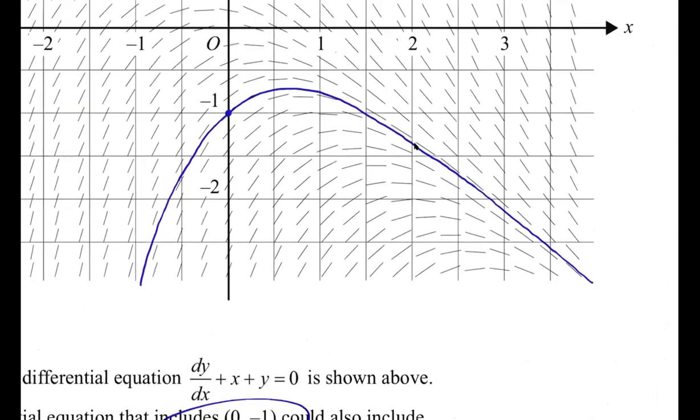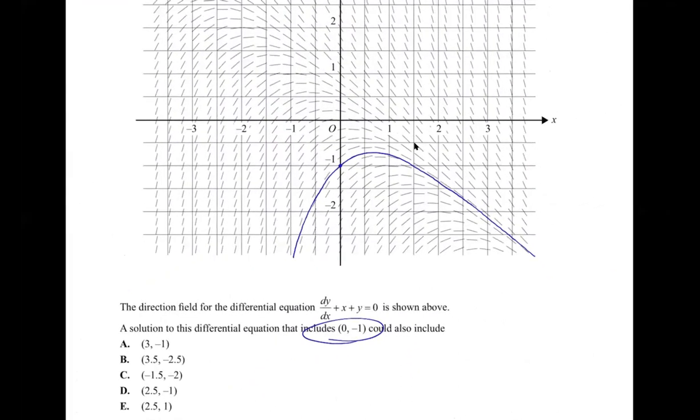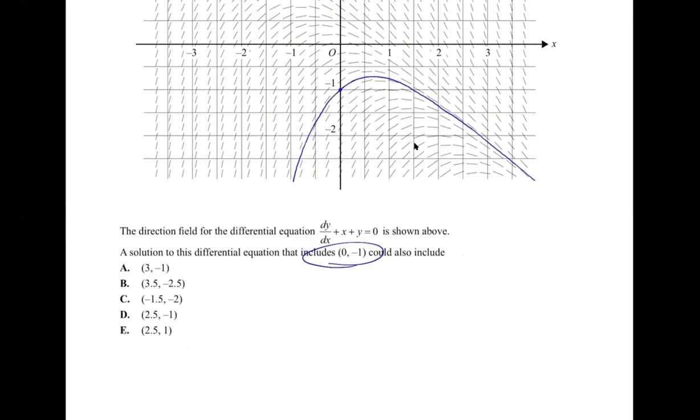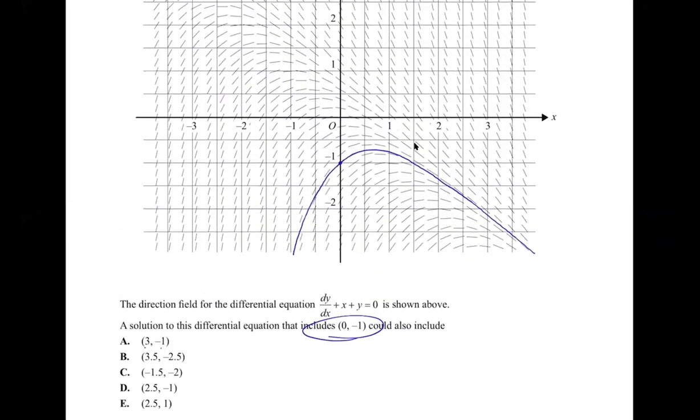Now, with this accurate sketch, let's have a look at the options. Firstly, (3, -1). Where is (3, -1)? (3, -1) is here. This is option A. It does not lie along the blue line. No good. How about (3.5, -2.5)?